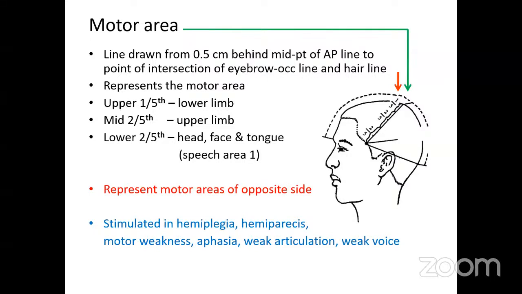Now please remember, these areas represent the opposite side. We know from our anatomy that the tracts cross over, isn't it? So these areas represent the opposite side. And where do you stimulate them? You can stimulate them for all upper motor neuron problems: hemiplegias, hemiparesis, just motor weakness, aphasias.